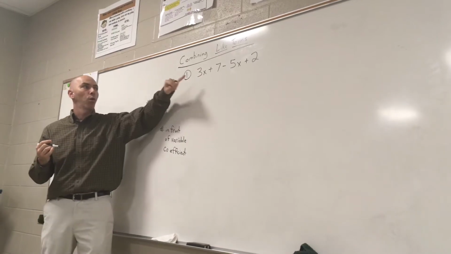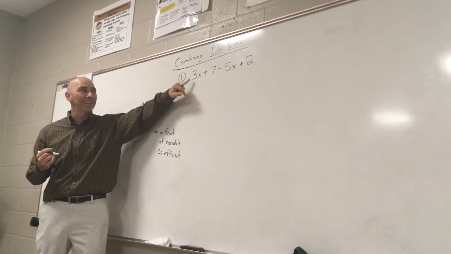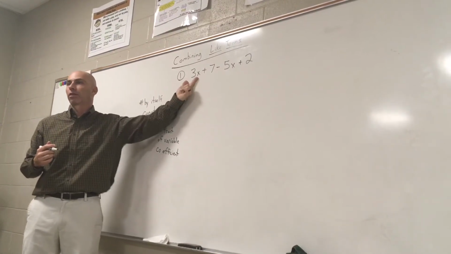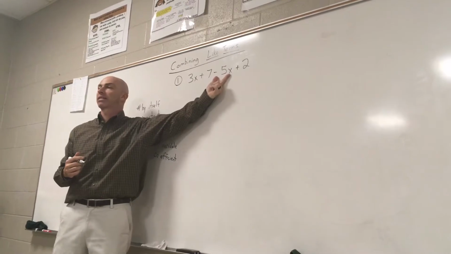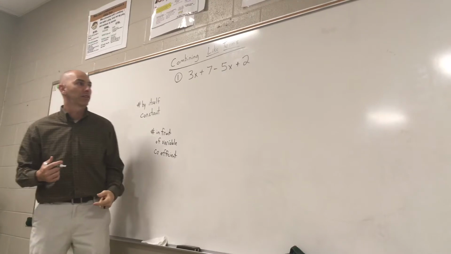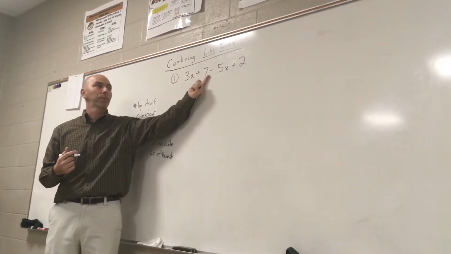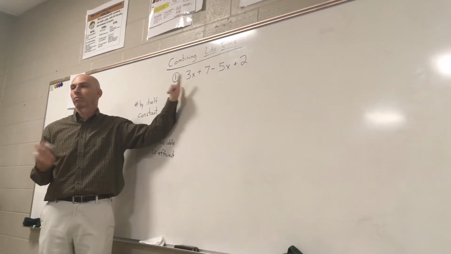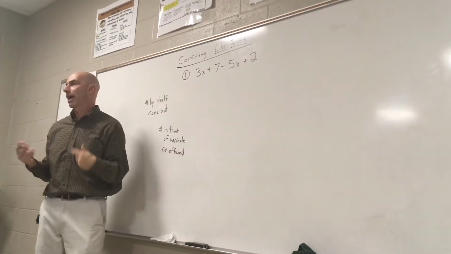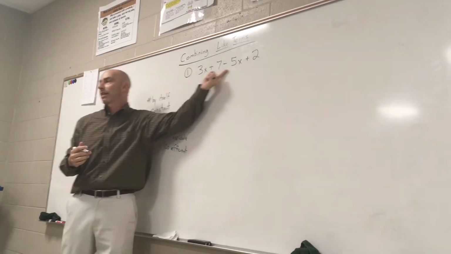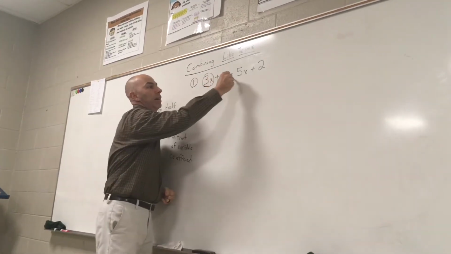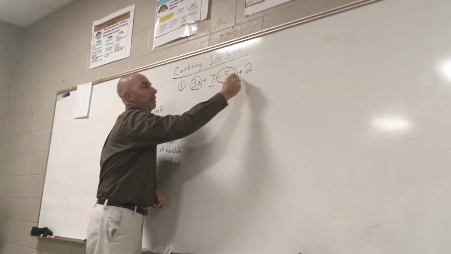Now, on the first one, what is the coefficient of this first term? 3. All right. What's the coefficient of this? 5. Technically, it's -5. All right. So, combining like terms, we can't combine a constant with a variable. We can multiply them, but we can't combine them by adding and subtracting. So we can only combine the variables together and the constants together.